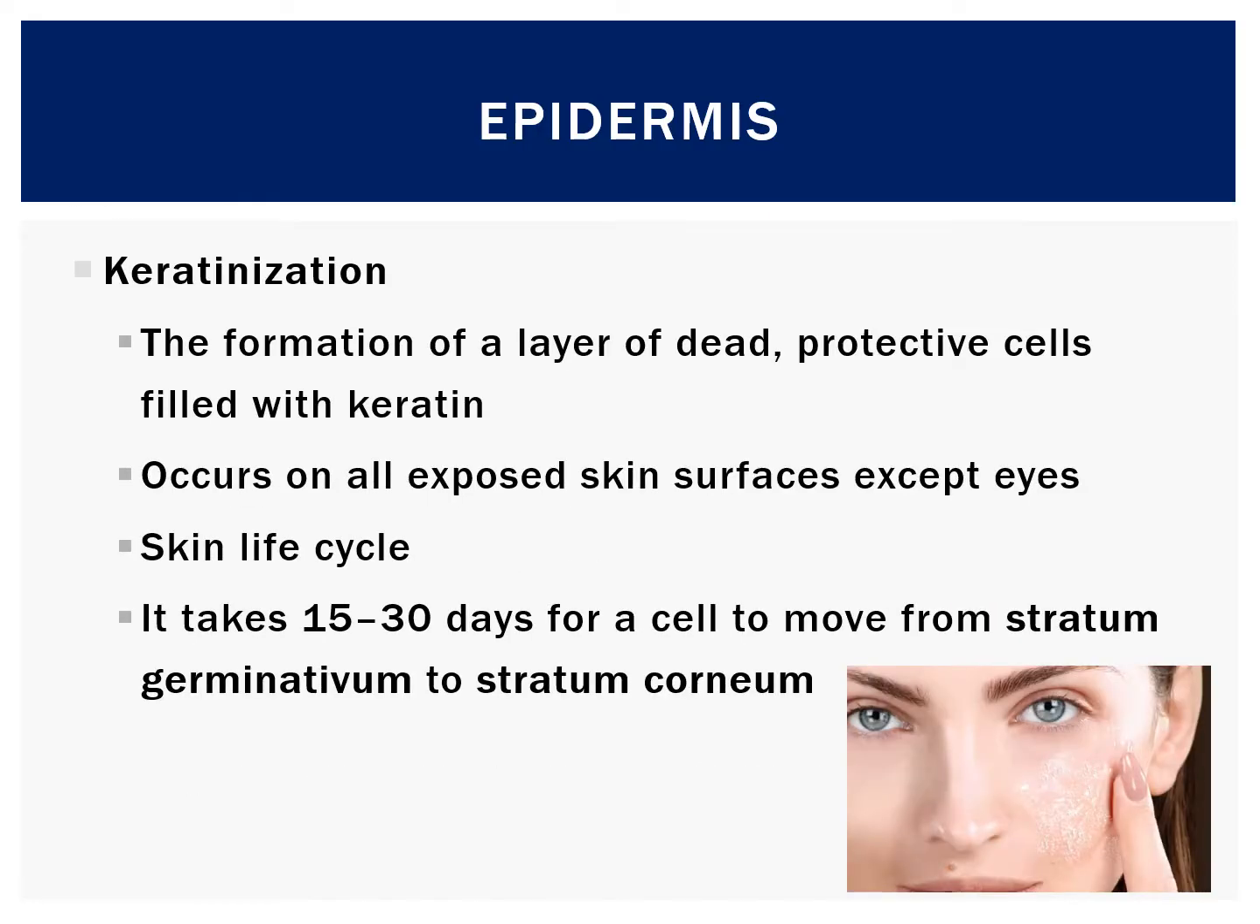Okay, let's talk about keratinization. Keratinization is the formation of keratin, which is a layer of dead and protective cells. The keratinization process occurs on all exposed skin surfaces, except the eyes. This process is like a skin life cycle, and it takes about 15 to 30 days for a skin cell to move from stratum germinativum to stratum corneum.